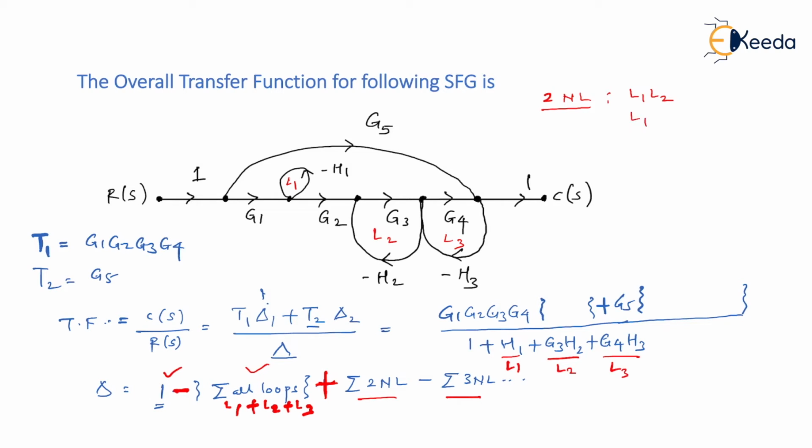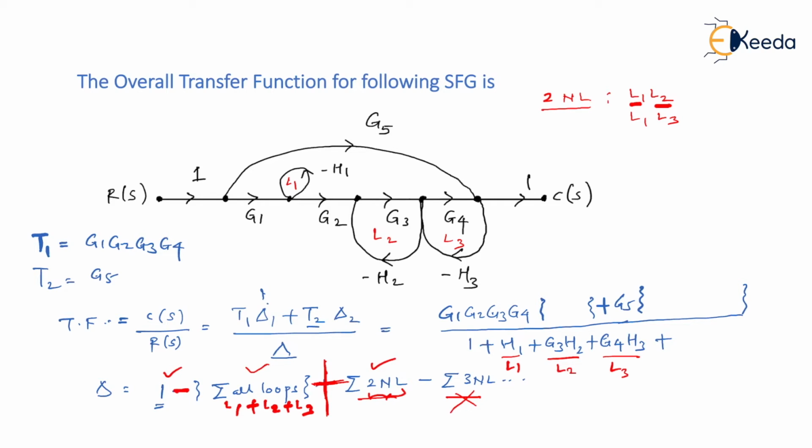You can also say L1, L3. Am I right? So there are only two non-touching loops and there is no question of three non-touching loops. Therefore, we are not going to have this term, but this term we can write. So the sign over here is positive. You have to take a product of two non-touching loops. Individual loop is negative, so the product of two non-touching loops appears to be positive. What I mean is, L1 is negative, L2 is negative, the product will of course be positive. So just take a product of L1, L2 plus L1, L3.